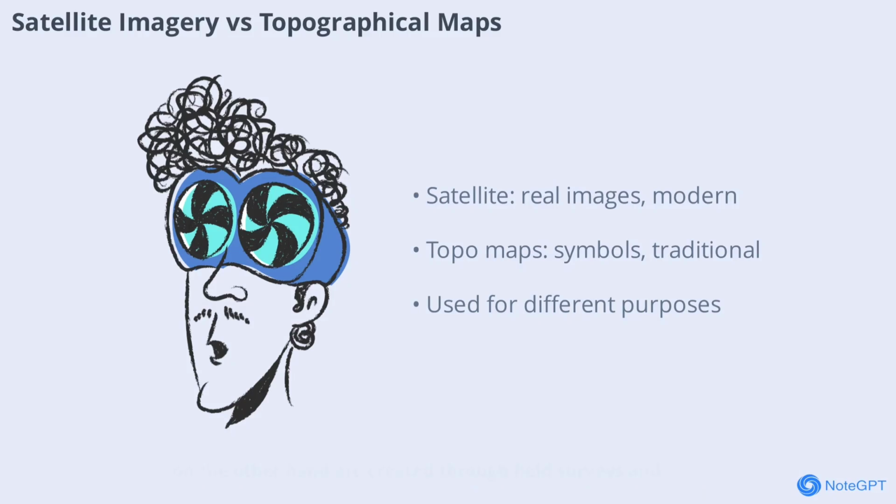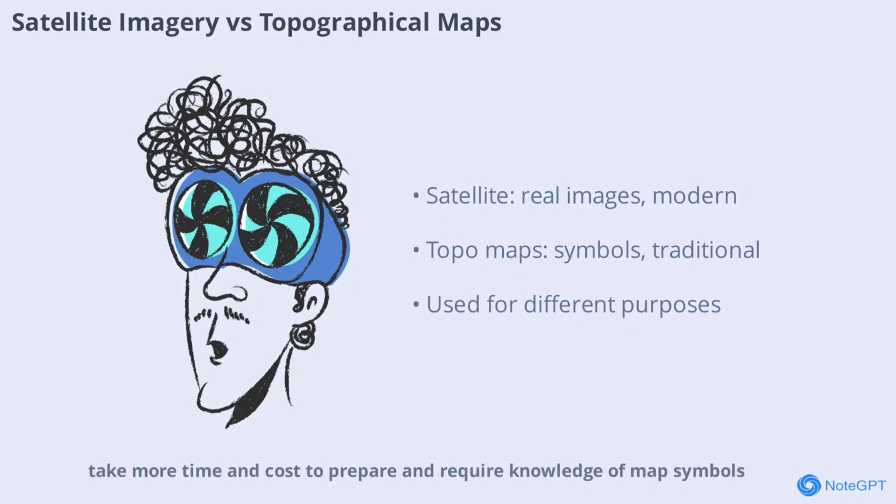Topographical maps, on the other hand, are created through field surveys and use conventional symbols to represent features. They are traditional, take more time and cost to prepare, and require knowledge of map symbols. While satellite images can be used for weather forecasting, topographical maps are mainly for studying regions.